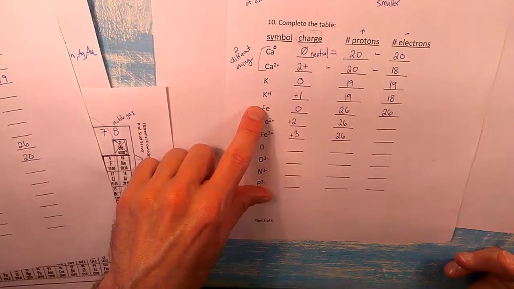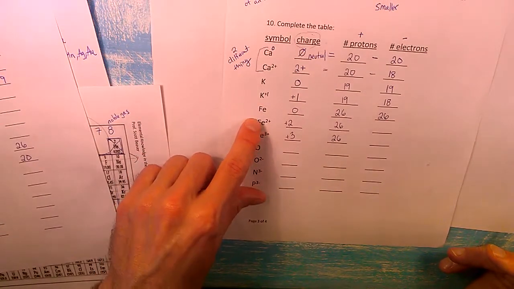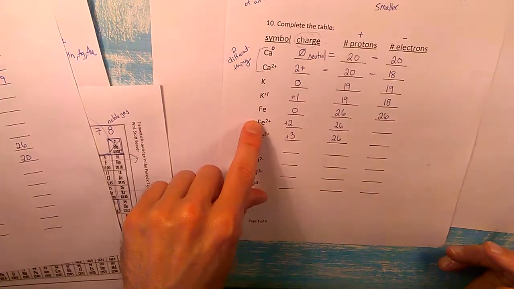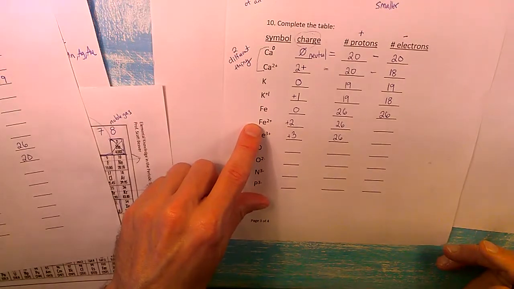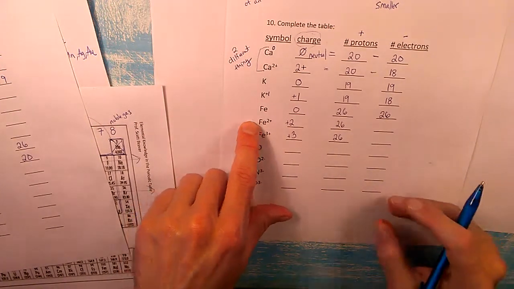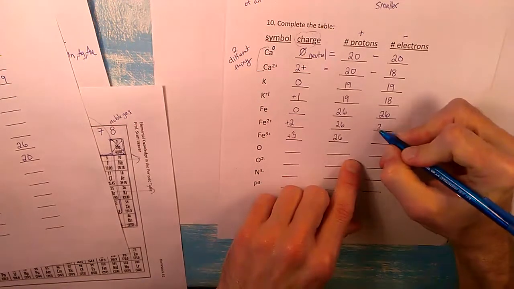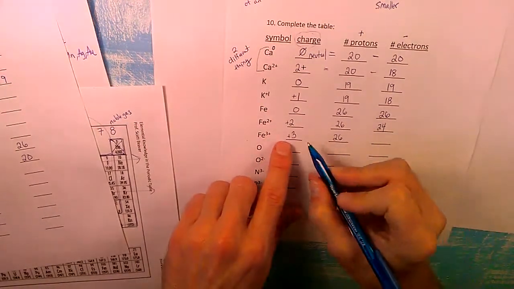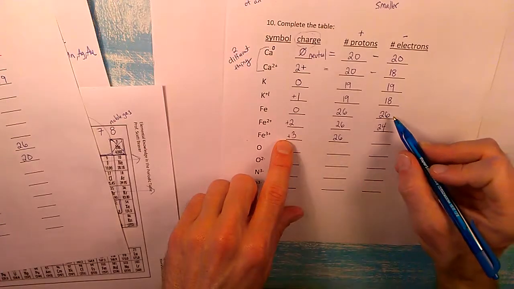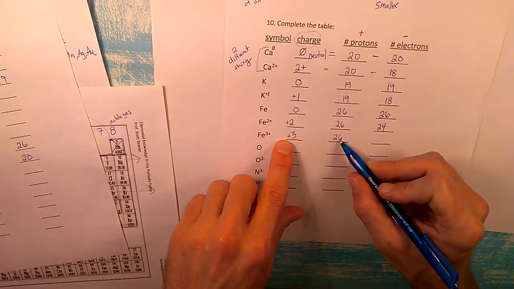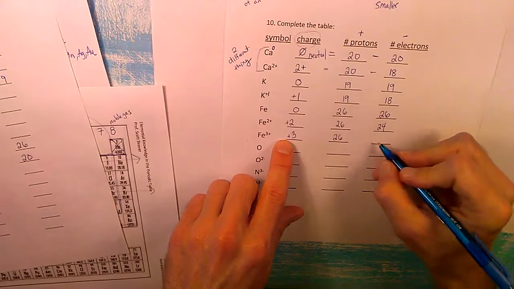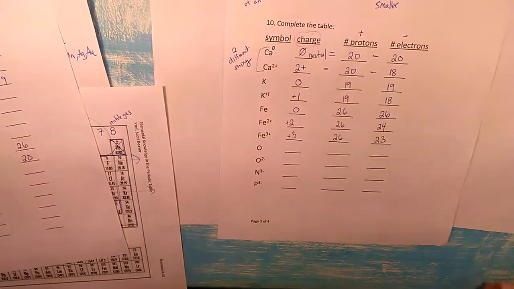That's the solid iron metal. Fe2+ and Fe3+ are other forms of iron. They might be rusted iron or different type of reactive iron. 2 plus means it has 2 less electrons, so 24. 3 plus is going to have 3 less electrons than protons, 3 less than its neutral state, or 23.